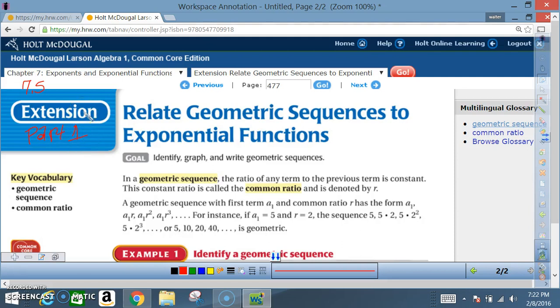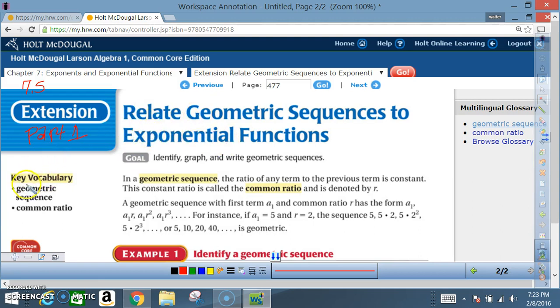Okay, class, today we are in section 7.5, extension part 1. Relate geometric sequences to exponential functions. Make sure you have this title in your notes.